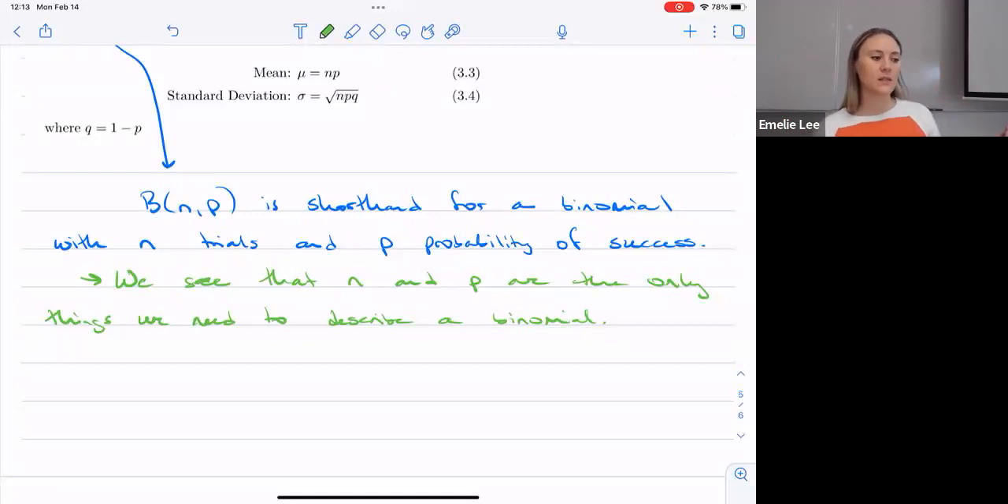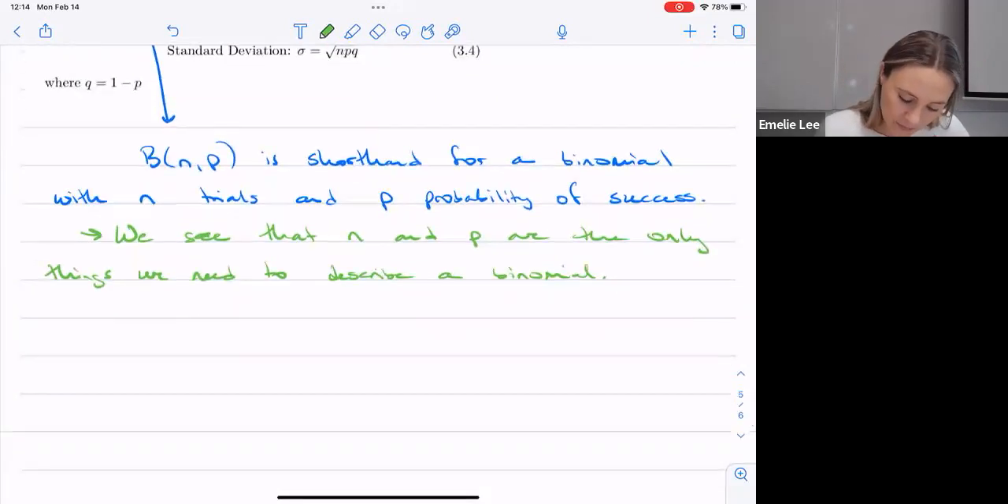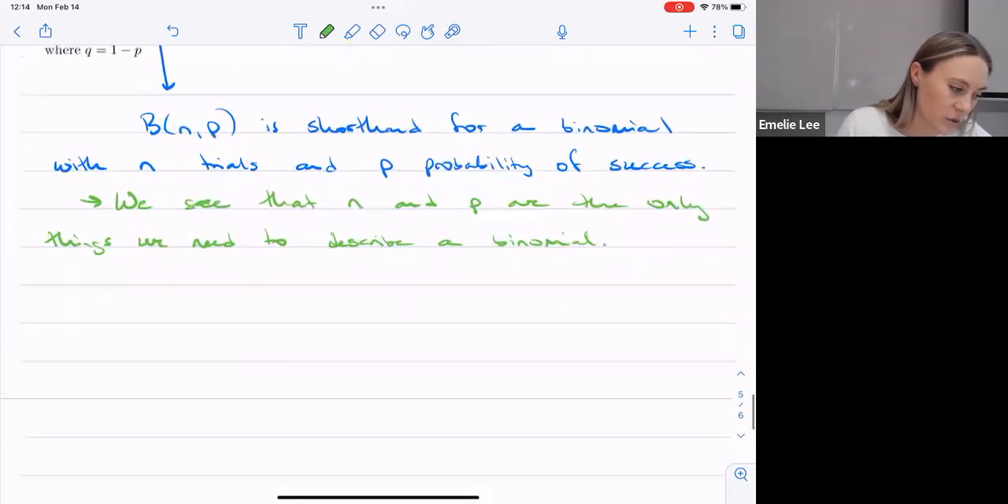We can think back to the normal distribution, right? In order to calculate a probability associated with a normal distribution, we only need the mean and the standard deviation, right? And here we're going to come full circle, but it'll have to wait until next day because there's no way we're getting through a huge example before then. But so N and P are the only things that we need in order to describe a binomial distribution.